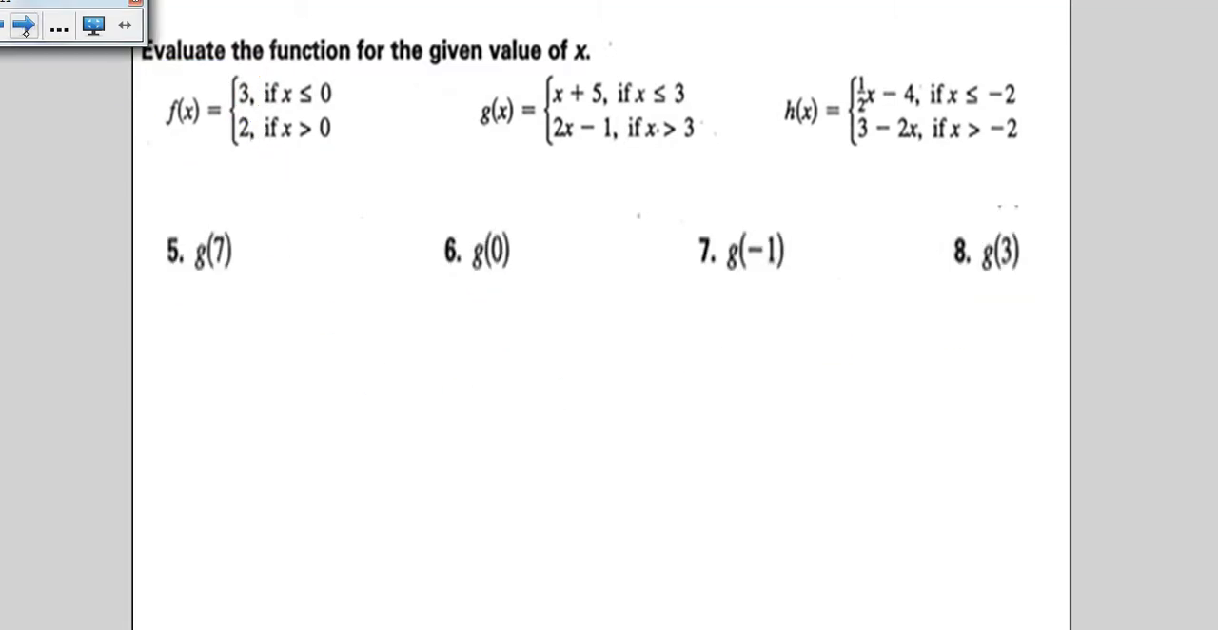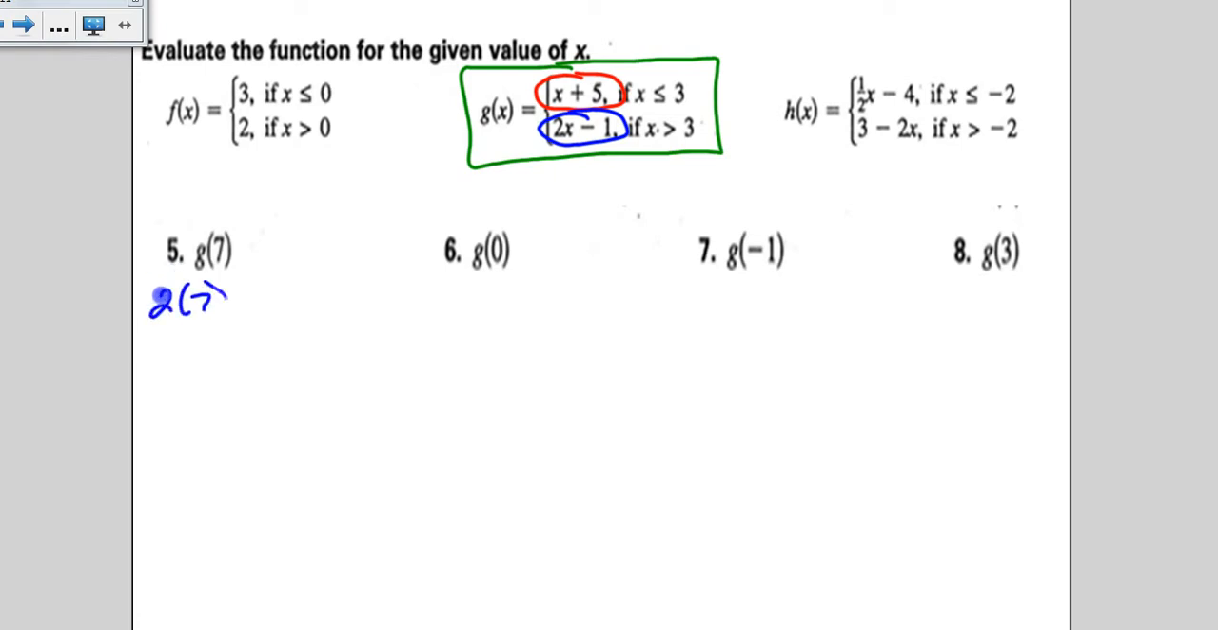This time the next row of problems is all referring to the function g. This time g has a splitting point at 3. If you're less than or equal to 3, you're going to use the function x plus 5. And if you are greater than 3, you're going to use the function 2x minus 1. So when I start with g of 7, that is greater than 3. So we're going to use the function 2x minus 1. So 2 times 7 minus 1 is 13.